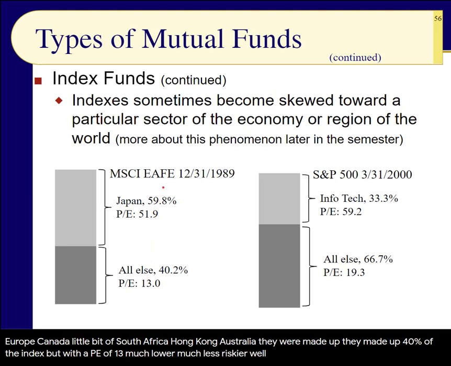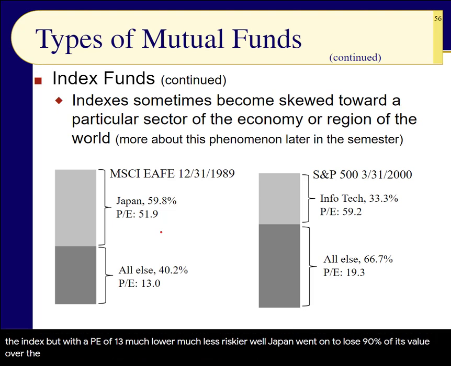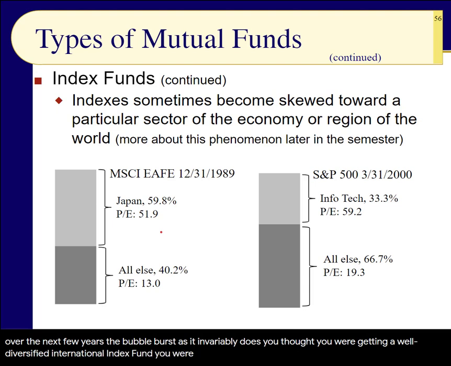Well, Japan went on to lose 90% of its value over the next few years. The bubble burst, as it invariably does. You thought you were getting a well-diversified international index fund. You were heavily invested in Japan with their high prices.